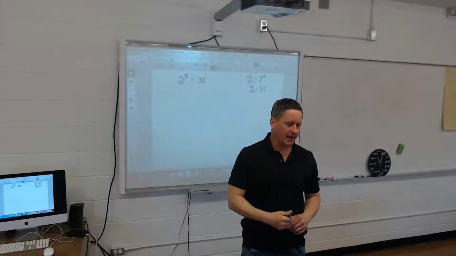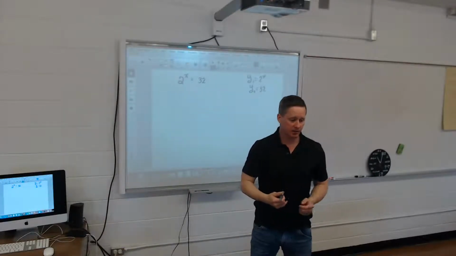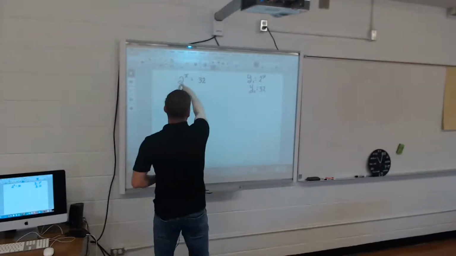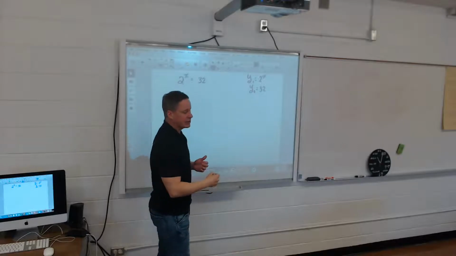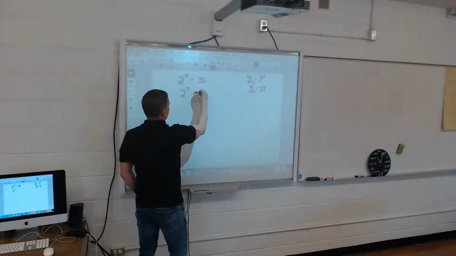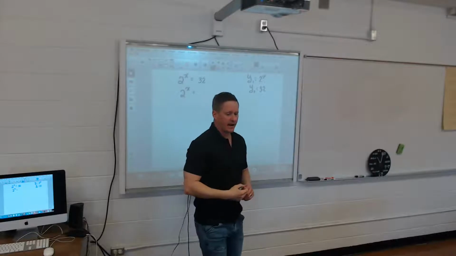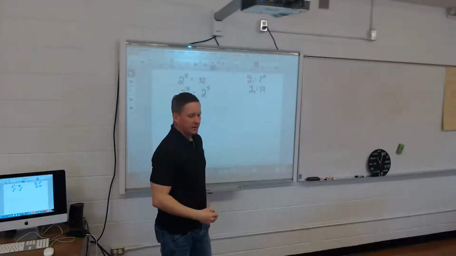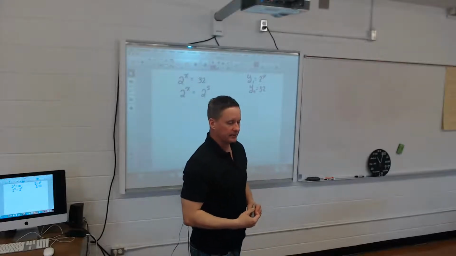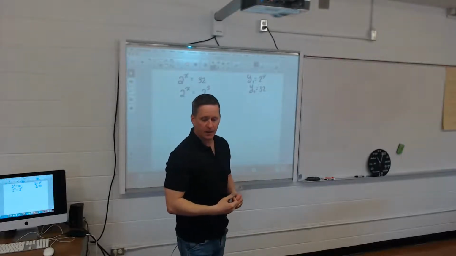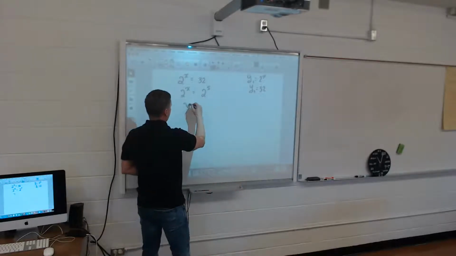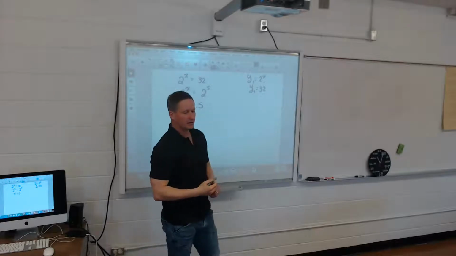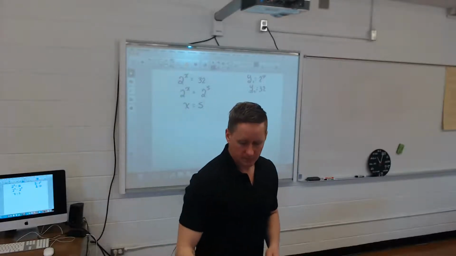A second method that I can use, if it's possible, is to get the bases the same. So the base in this guy is 2. I can't change it, so it remains as 2 to the x. But 32 can be written as 2 to the power of 5. So what I've done is I've changed the base on 32 because it works better. And therefore, if the bases are exactly the same, then the exponents have to be the same. So I get x equals 5. All right?